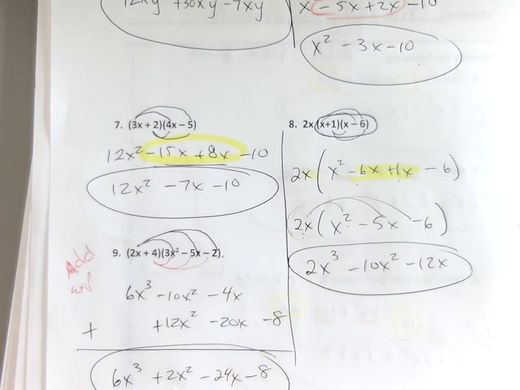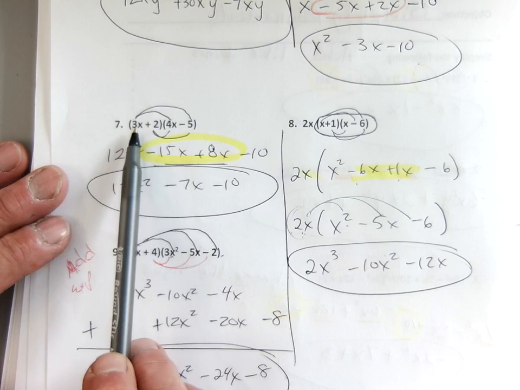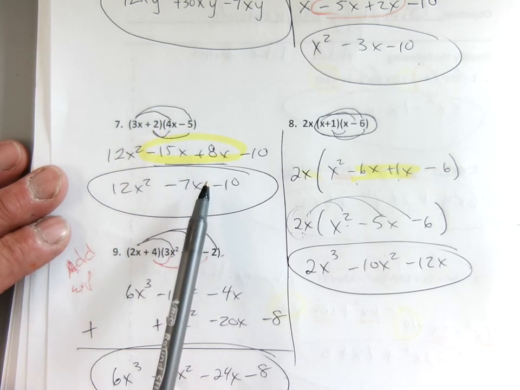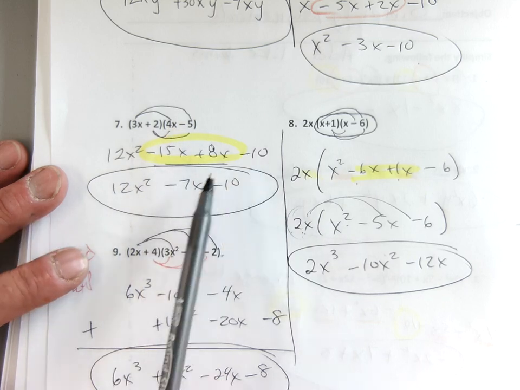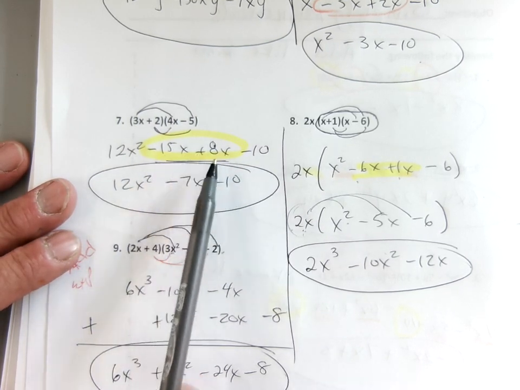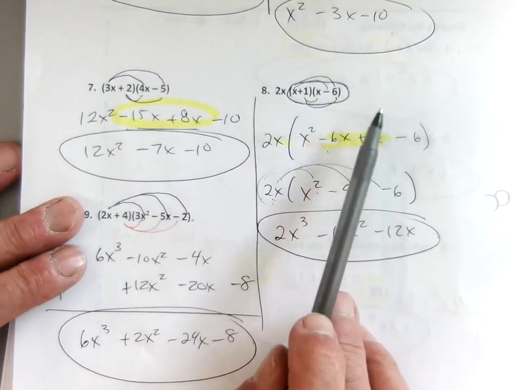Number 7 is just a bigger version just because we have numbers, coefficients, so we get a 12x squared minus 15x plus 8x minus 10. Combine like terms, 12x squared minus 7x minus 10. Okay, that's all.